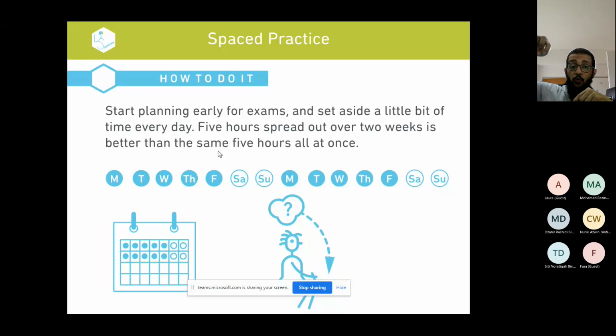dedicate short sessions. They have to be short. So, for example, instead of 5 hours in a day, maybe 1 hour per day for 5 days spread out over 10 days. So every other day is 1 hour.